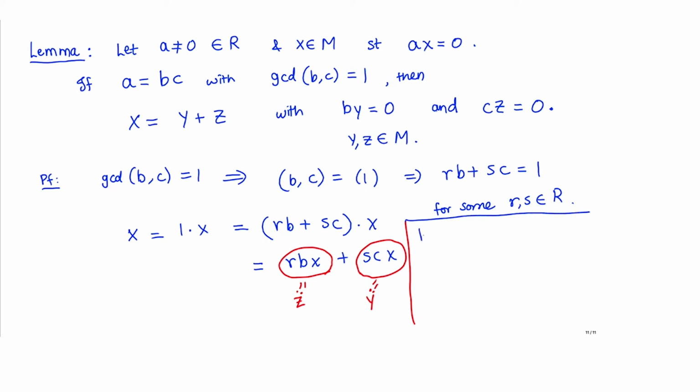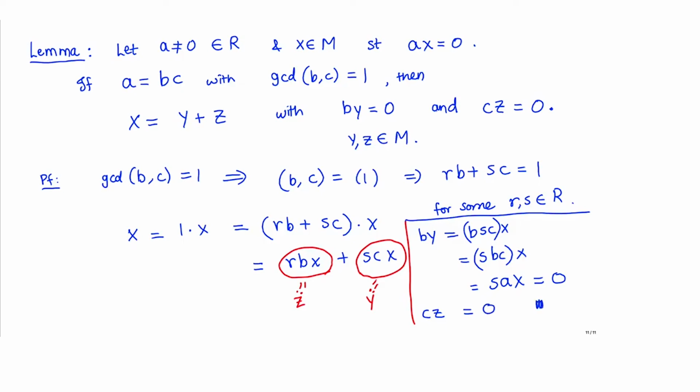Okay, so for Y, let's check. Suppose I hit Y with B. What is BY? Well, this is B acting on SCx. Okay, but now I can use my properties of the module, the axioms of a module. This is BSCx, and use the fact that the ring is commutative. Think of it as SBCx, and SBC is just SAx, because BC is A and Ax was 0. Okay, so this just shows that BY is 0, and the proof for Z is similar. So you hit RBx with C and then combine the B and the C together to get an A. So this is the same proof. Okay, so we are done.